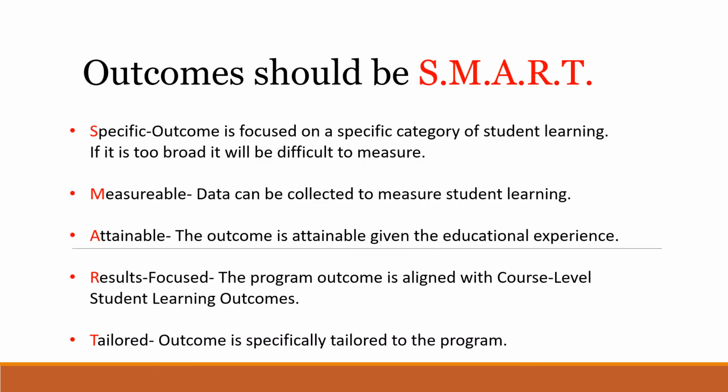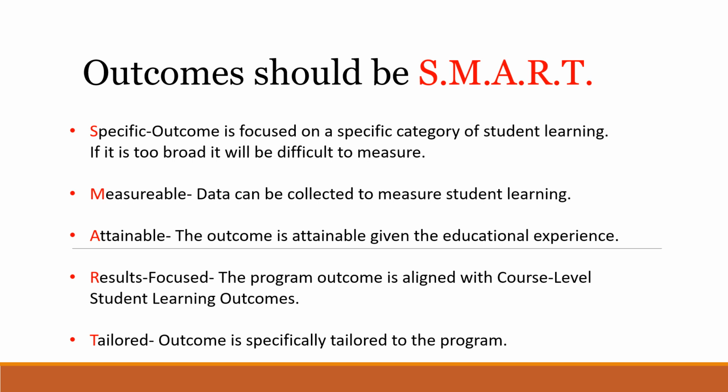Now, the learning outcomes that we design for a particular course should be SMART, as in the SMART that we always talk about. The first one is specific. In this case, the outcome is focused on a specific category of student learning. If it's too broad, it will be too difficult to measure. And then of course it must be measurable, it must be attainable, and it must be result focused, tailored to a particular program.